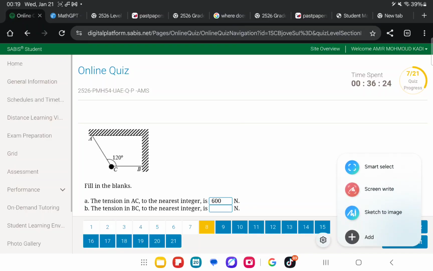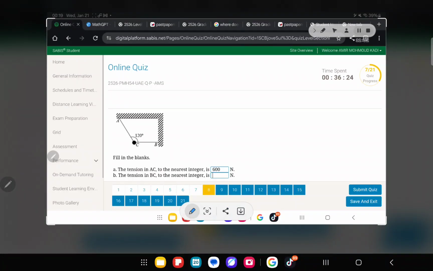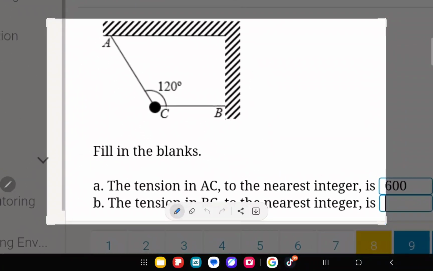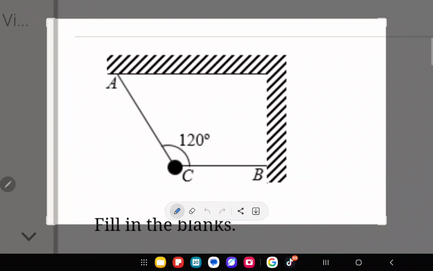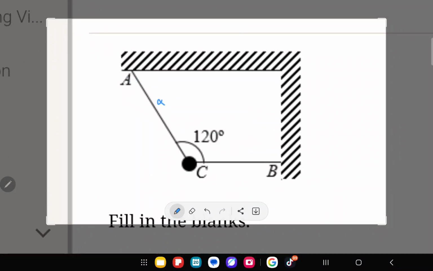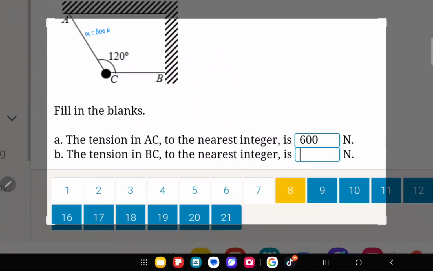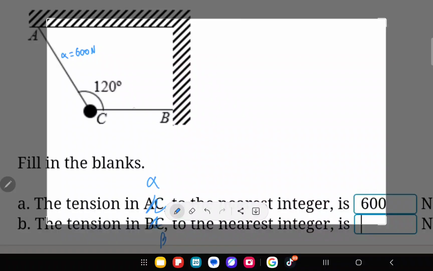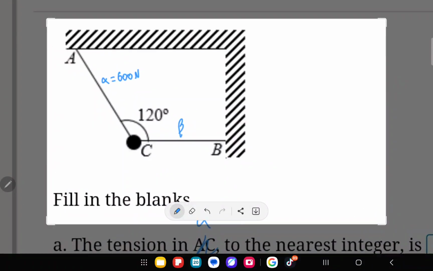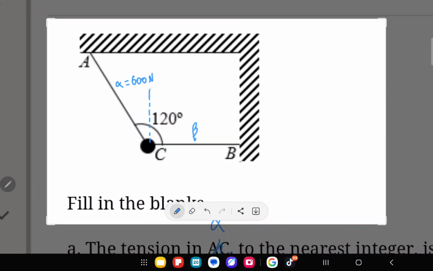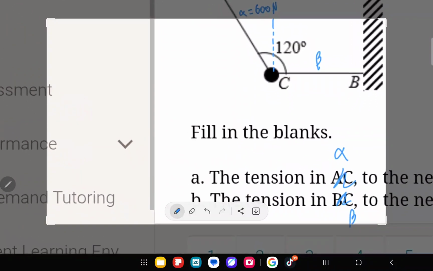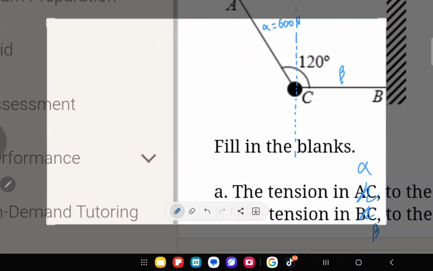Okay, I went out of the screen again. It's fine. Easy peasy. We'll regenerate. Here is equal to 600 newtons. We just got this. And now we're trying to find beta here, which is BC. Now we'll keep this imaginary line here, which was our y-axis. And now let me just draw the rest of our x-axis.